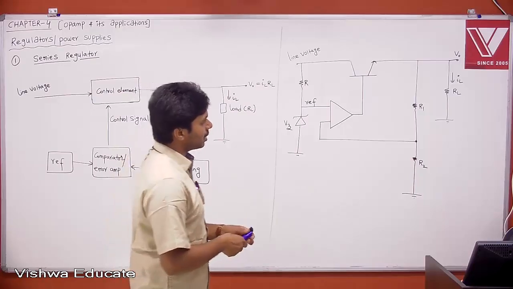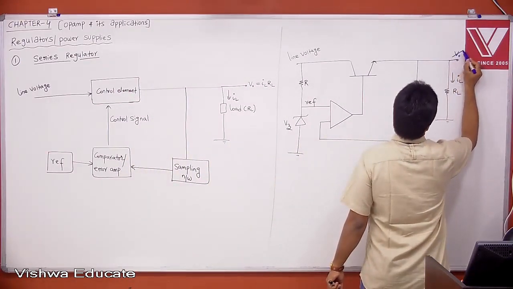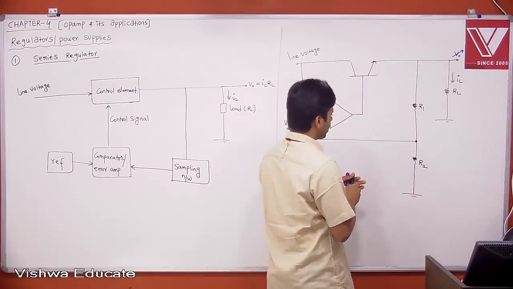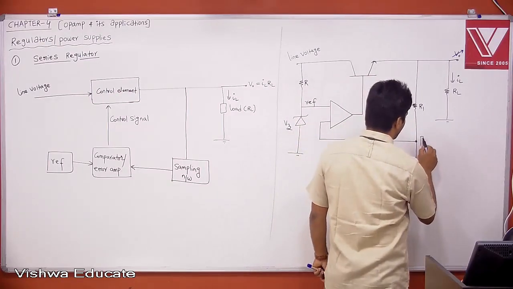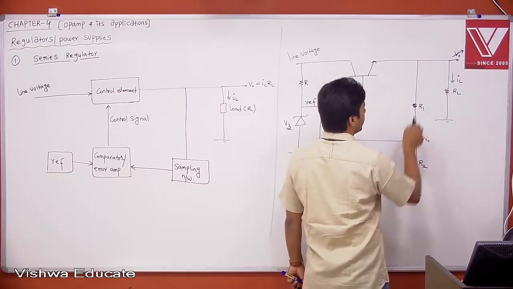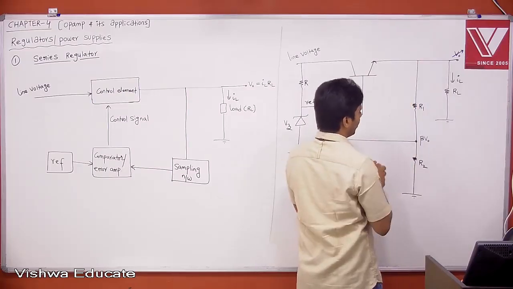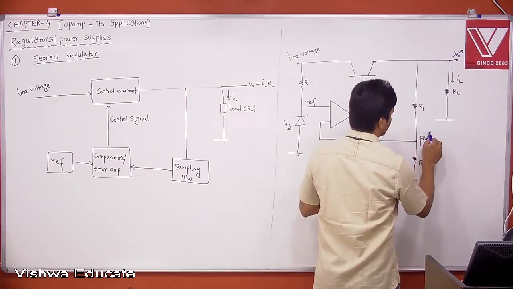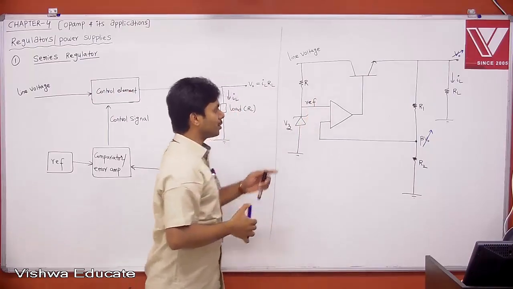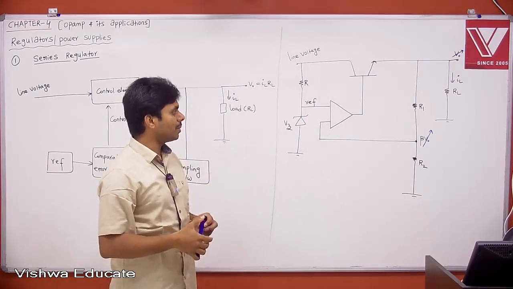Due to any reason, if V0 is changing, let us say your V0 is increasing. When V0 is increasing, then this is what is called beta V0, because you are sampling your V0, right? What is beta? R2 divided by R1 plus R2, into V0. Therefore, now tell me, if V0 is increasing, definitely beta V0 will increase. When beta V0 is increasing, which is plus, which is minus? We have to configure the op amp in negative feedback.